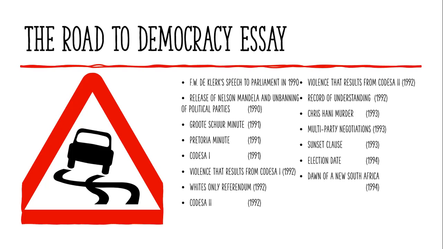And then you have the violence that results from Codesa 1, or the violence that happens in between Codesa 1 and Codesa 2. The whites-only referendum, Codesa 2 in 1992. The violence that results from Codesa 2, or basically the violence after Codesa 2 or during Codesa 2 that kind of disrupts it. The Record of Understanding in 1992, Chris Hani's murder in 1993, multi-party negotiations in 1993, the Sunset Clause in 1993, the election date in 1994, and the dawn of a new South Africa in 1994.